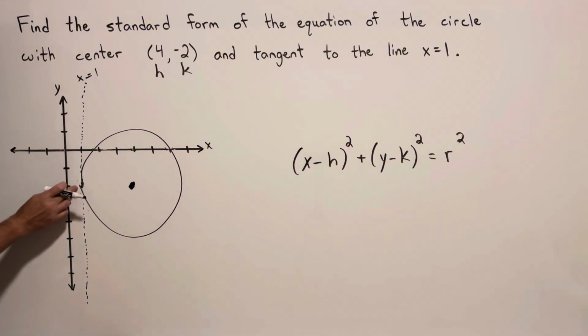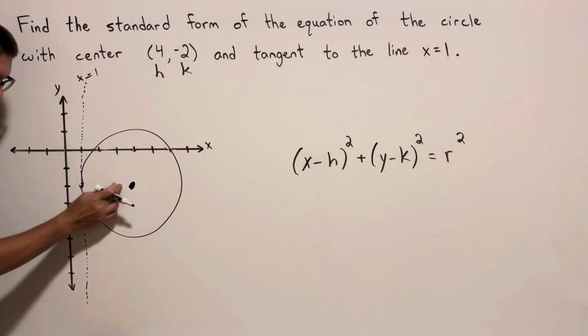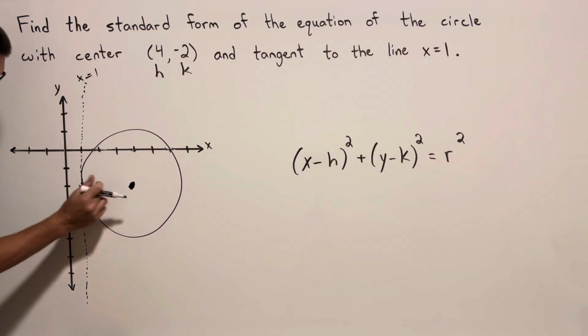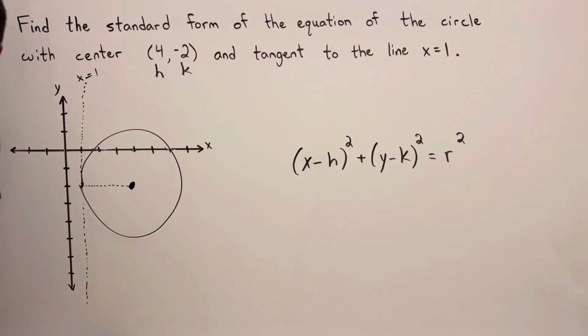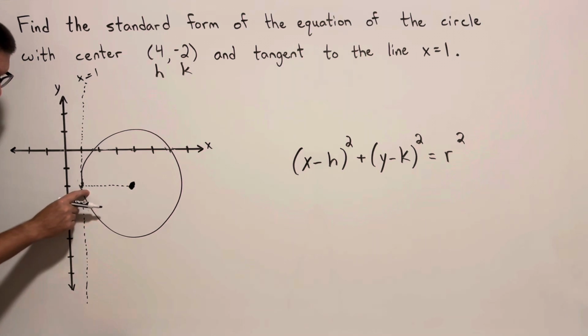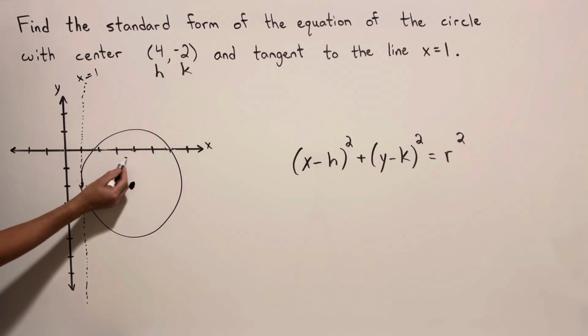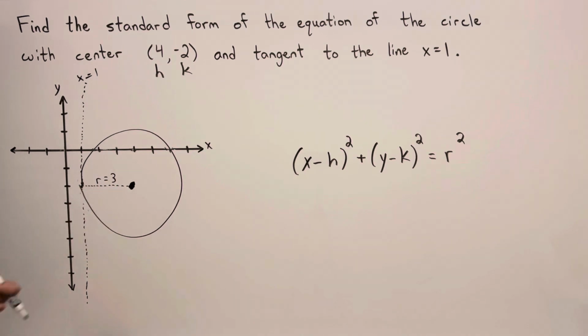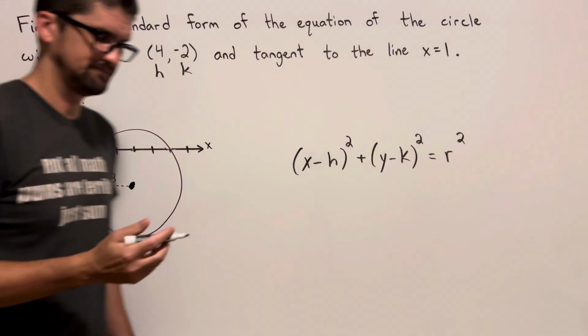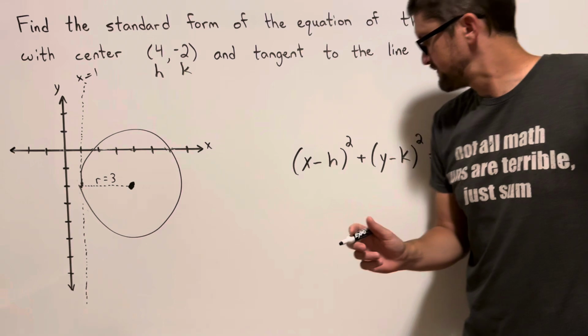Now, since it's tangent to this line, and this is straight horizontal right here, we know that the radius is simply going to be this distance. So you just count the units. 1, 2, 3. There's 3 units here. So the radius ends up being 3. And there you go. We have all the pieces of information now.